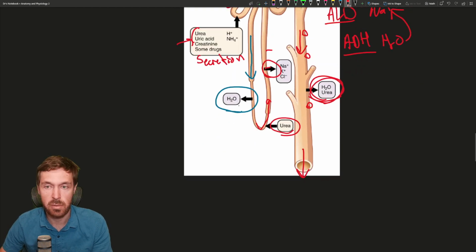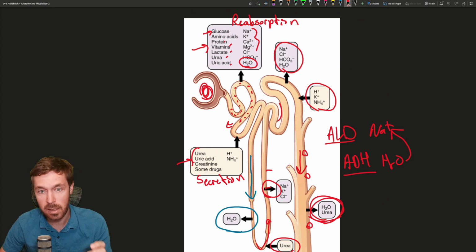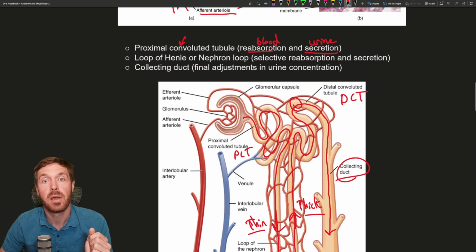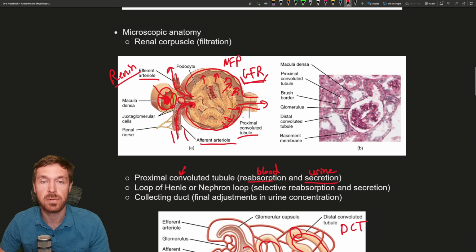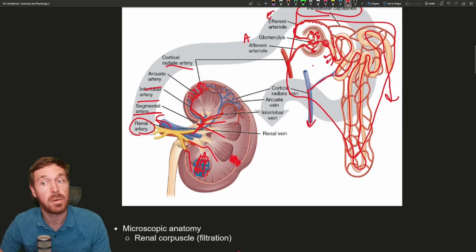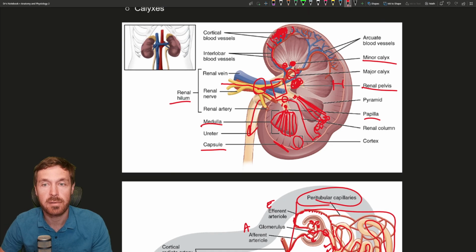But again, this is just a general overview of this loop of Henle and a little hint of the functions and the physiology of what's going on in it. If you have any questions, feel free to let me know and reach out. I hope you enjoyed learning about how urine is formed in your kidneys and the overall features of the urinary system.